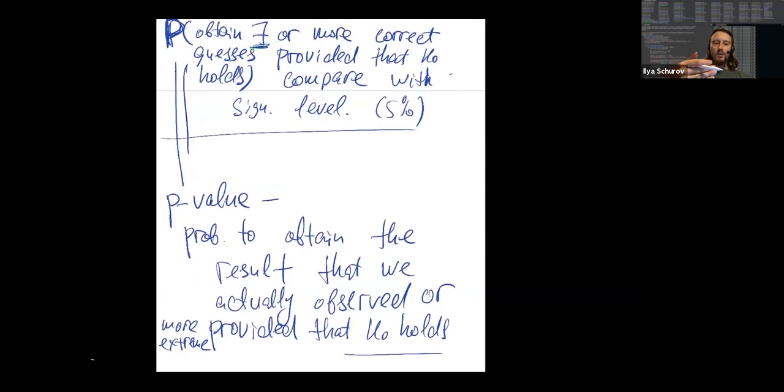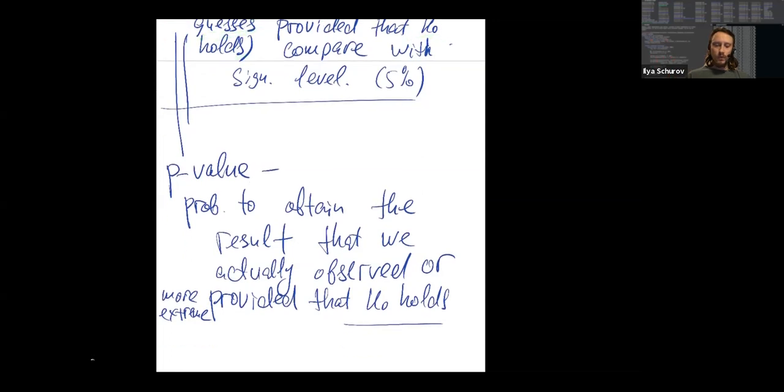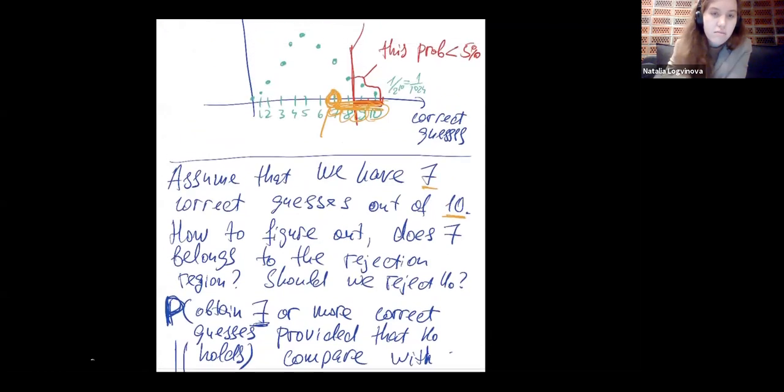we observed the result 7, and then we ask, what is the probability to obtain 7 or more correct guesses, provided that null hypothesis holds? Sir, may I ask a question again? Sure, yes. I'm really sorry if I disturb someone else, but why should we know the sum of all the probabilities lying after?